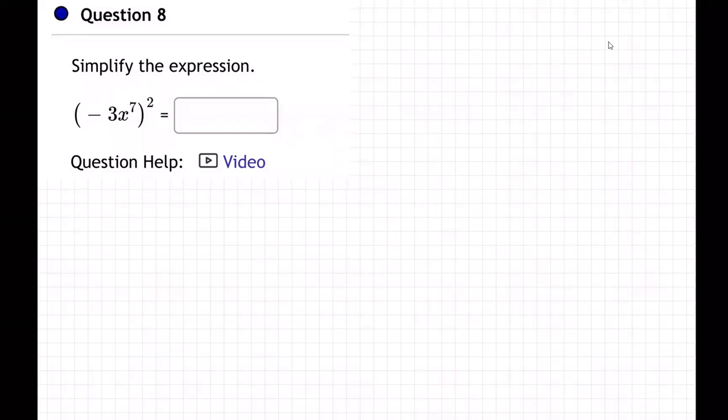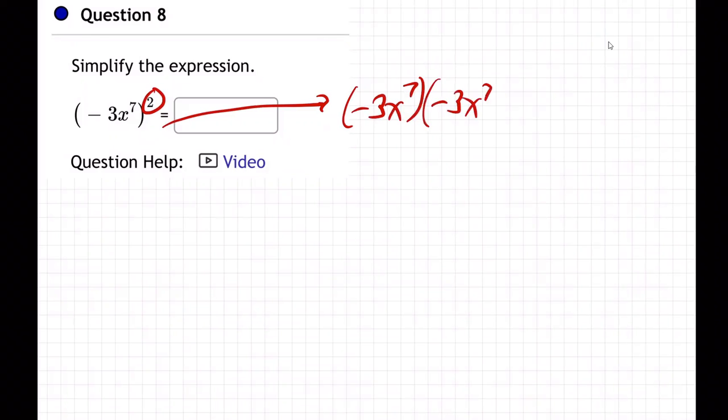Okay, so they want us to simplify this expression. How are we going to do it? Well, remember what a 2 means? A 2 power? It means 2 of them, doesn't it? So I'm going to bring it over here and write negative 3x to the 7. And then another negative 3x to the 7, because 2 of them means repeat it twice, like that, right?